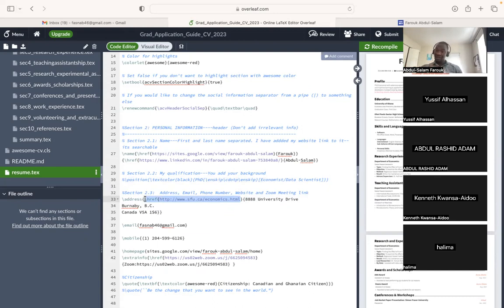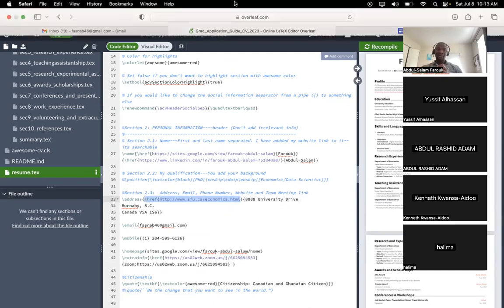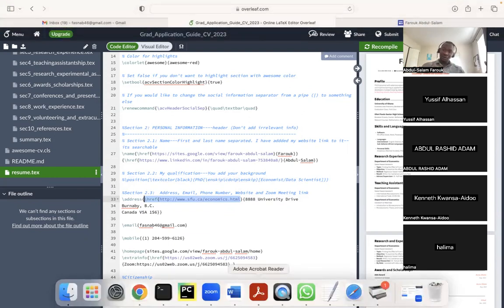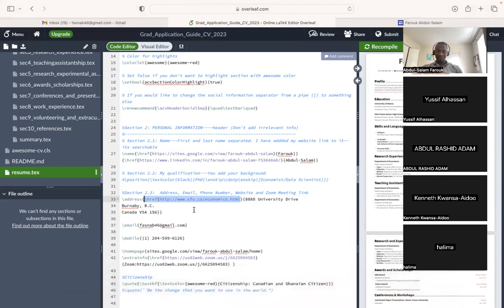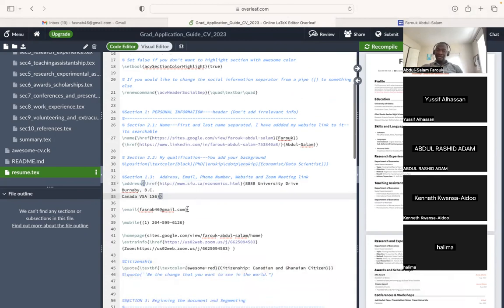So that's what you need to do. You change the address here. You also make sure the link is changed. So keep this in mind. You don't want a situation where your link is to someone's description and your description is different. So be careful about the links. Then comes the email address. This is my email address. You might want to change your email address to suit your CV.